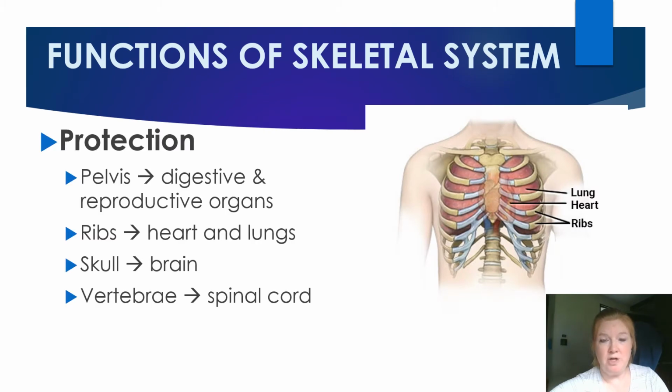What's another function? Well, protection. So for example, the pelvis protects digestive, well, some of anyway, and the reproductive organs. The ribs protect your heart and lungs. The skull or cranium protects your brain. The vertebrae protect your spinal cord.